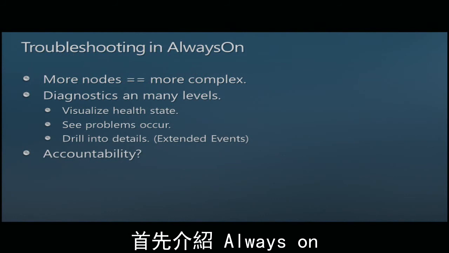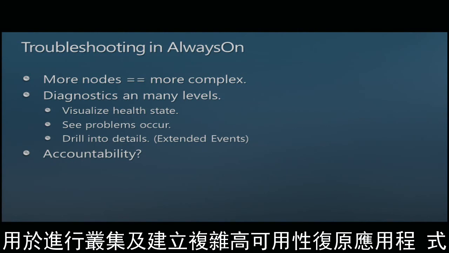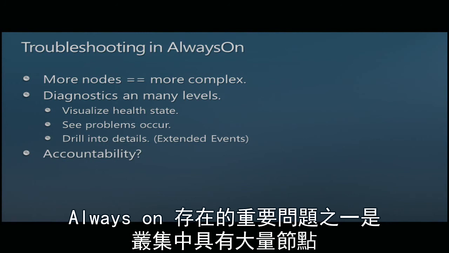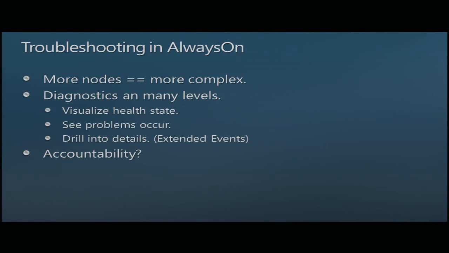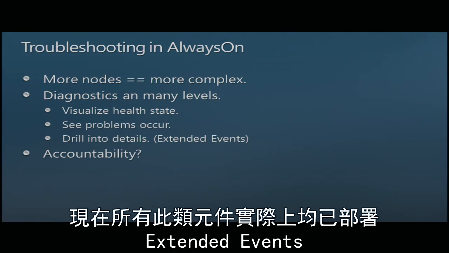So let's jump right into Always On. I'm sure you all know that Always On is our new technology for doing clustering and making highly available disaster recovery applications. And we've done a significant amount of work to make the diagnostic experience for Always On be really seamless end to end. One of the big issues with Always On is that you have a whole bunch of nodes in your cluster, and that means that the troubleshooting situation can be far more complex than just troubleshooting a single server. You could have a problem on your primary, on your secondaries. You can have problems in the clustering DLL. All of this stuff is actually instrumented with extended events now.